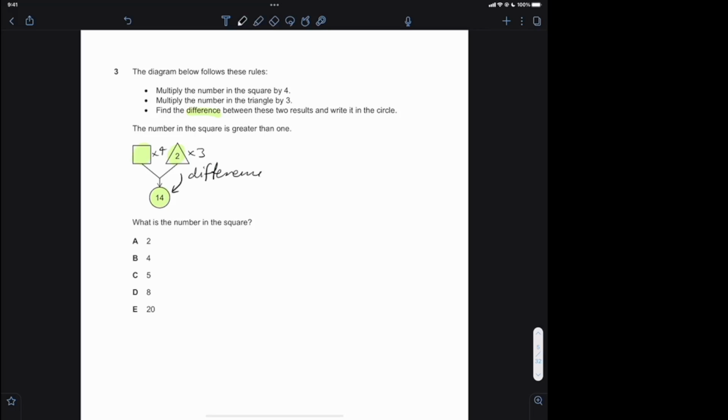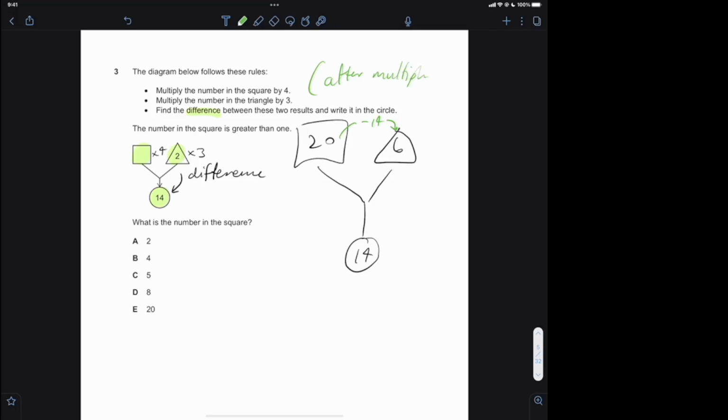Now, 2 times 3 is 6, so it's the difference between 6 and whatever is in the square after we've multiplied. And we know that since the square is more than 1, it has to be 20, because that will create a difference of 14. See here? 20 minus 14 gives you that 6. So the square after multiplying, so this whole diagram here is after multiplying, will have a 20. So what is it going to be originally, or before multiplying? Well, we have to times by 4, and what times 4 gives us 20?